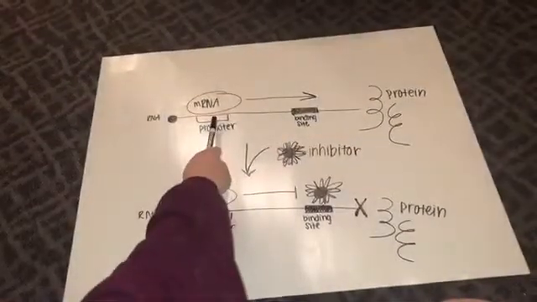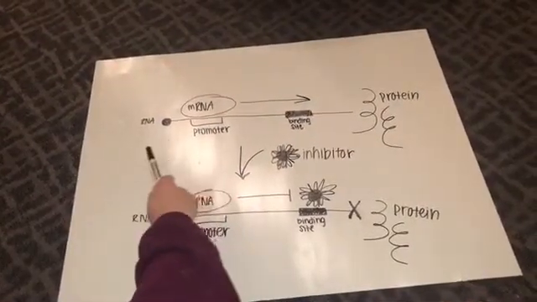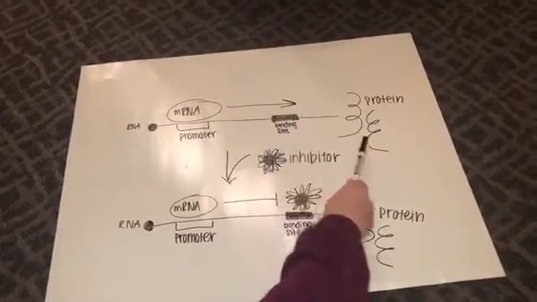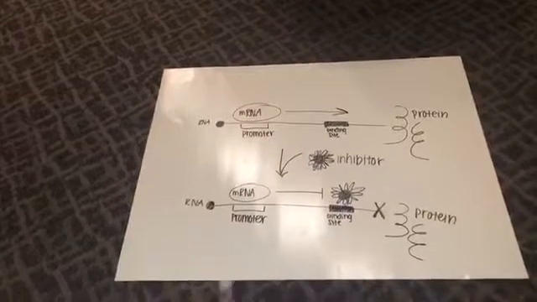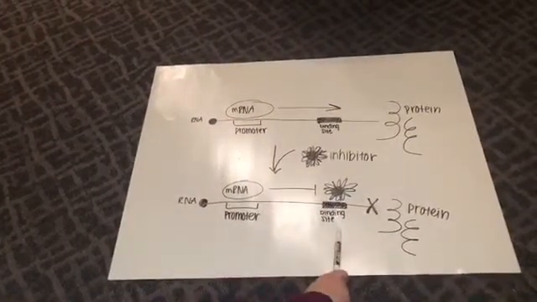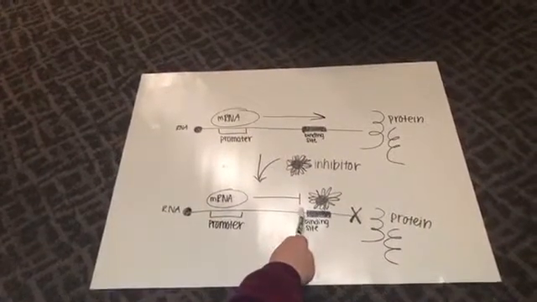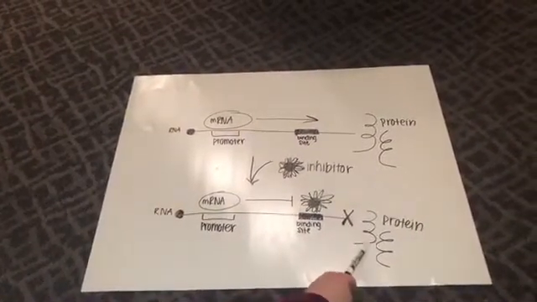RNA is read by the mRNA, which starts at the promoter, and then it goes along the strand of RNA, and it passes the binding site and creates protein. Now, when an inhibitor is introduced, it goes to the binding site and prohibits the mRNA from reading the whole strand, which results in no proteins being made.